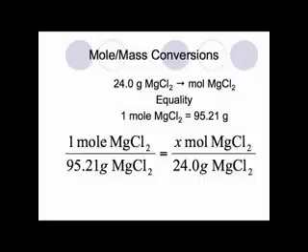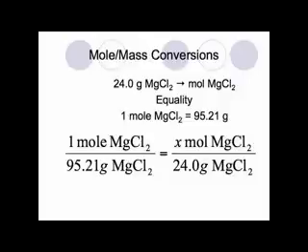Once I have my equality that 1 mole of magnesium chloride is equal to 95.21 grams, I'm going to set that equality as one side of a ratio. So I have 1 mole of magnesium chloride over 95.21 grams of magnesium chloride is equal to X moles of magnesium chloride over 24.0 grams of magnesium chloride.